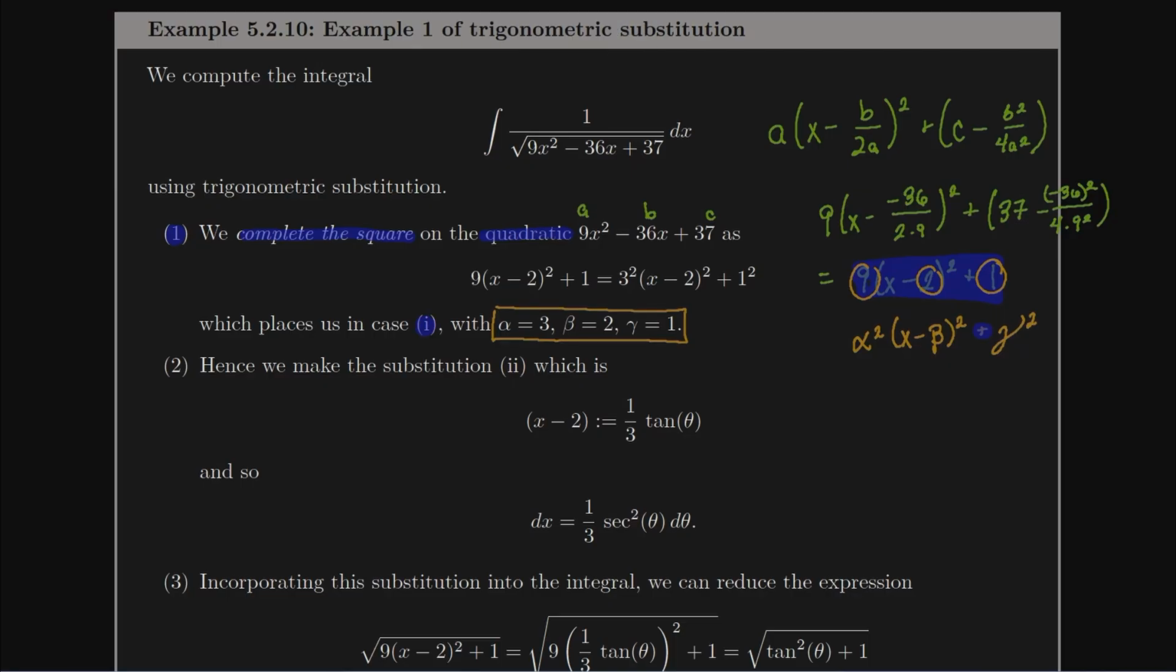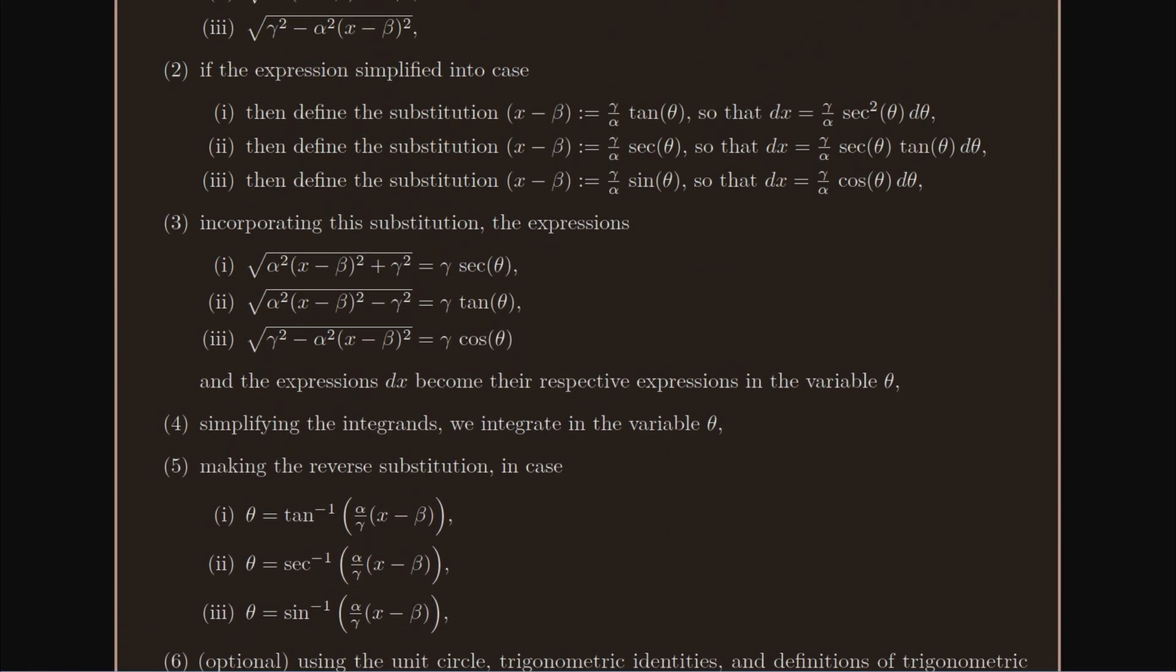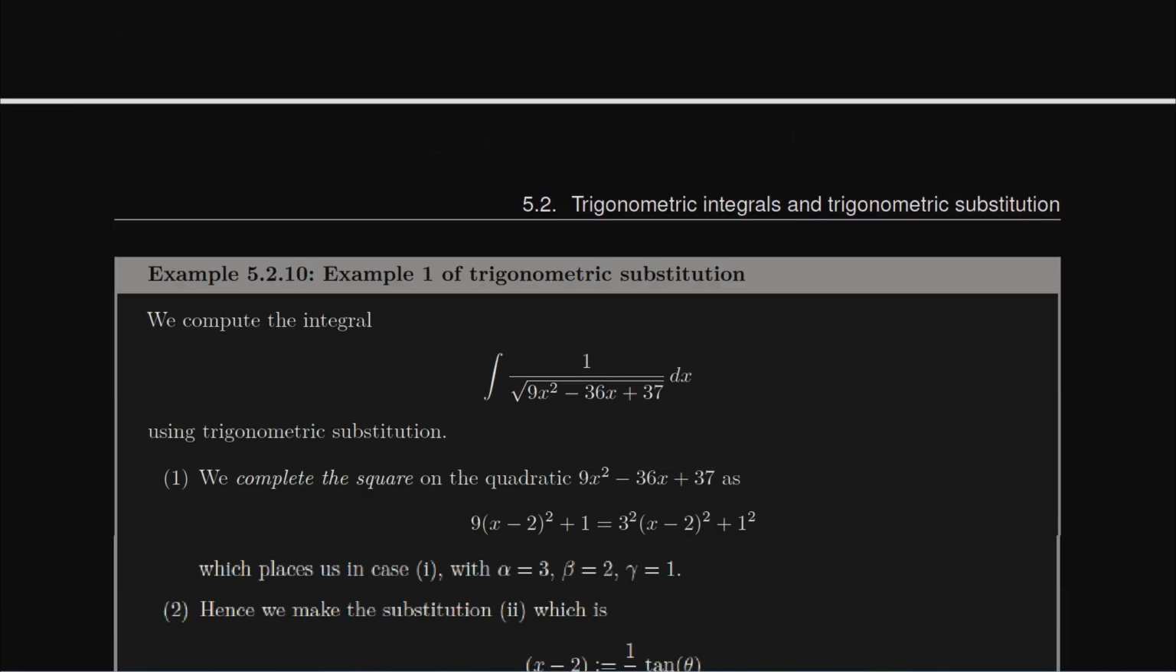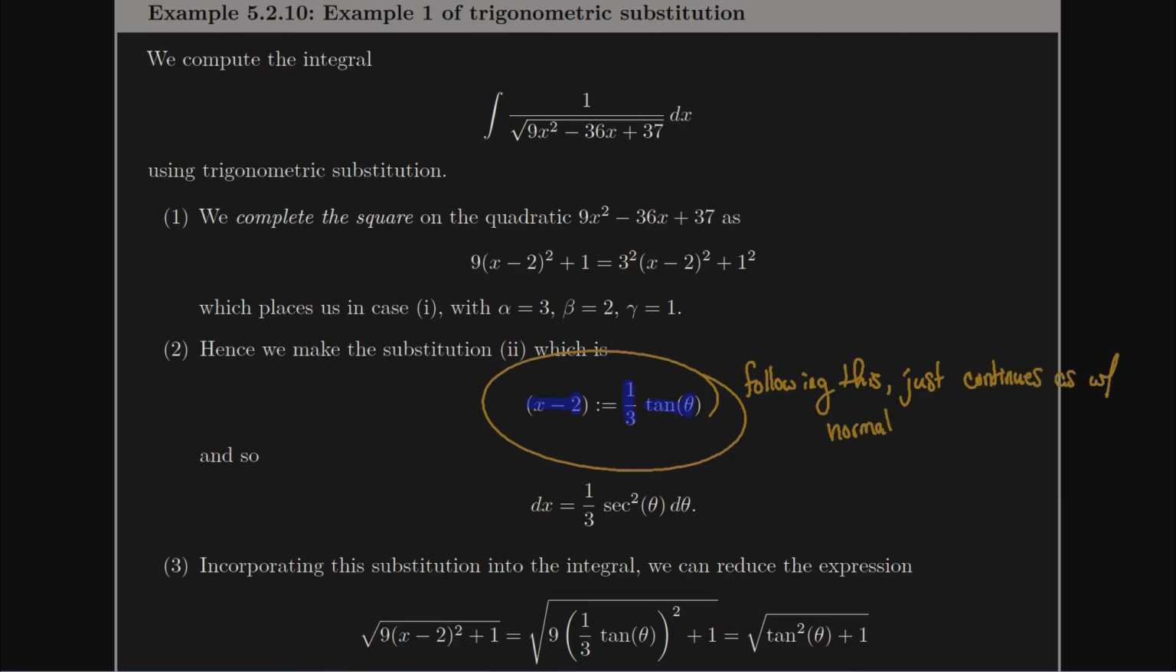Okay, so if we're in case 1 with alpha is 3, beta is 2, and gamma is 1, let's scroll up and see what that's telling us to do. Case 1 says define x minus beta is gamma over alpha tangent of theta. So we're going to do x minus beta, which is x minus 2, is gamma over alpha, 1/3, tangent of theta. And then if you want, following this, just continue as with normal u sub.